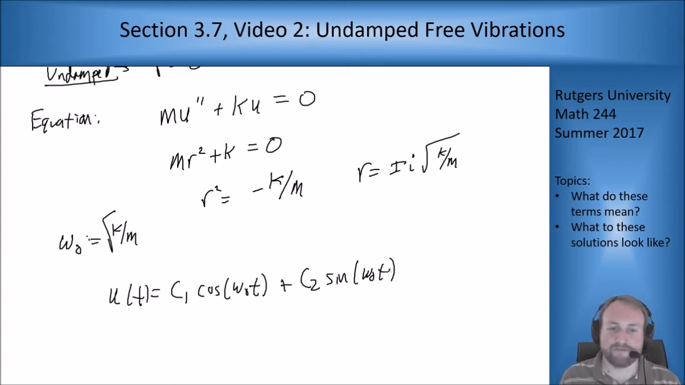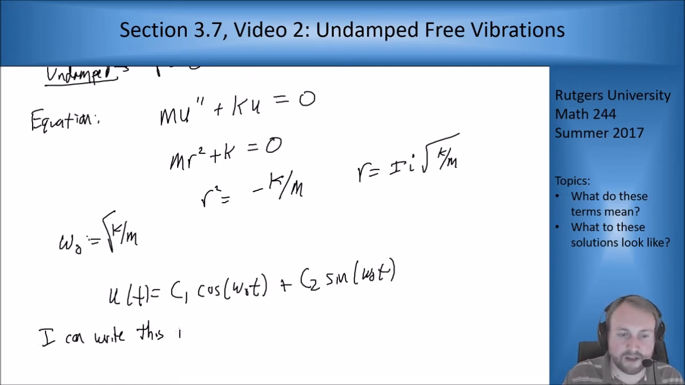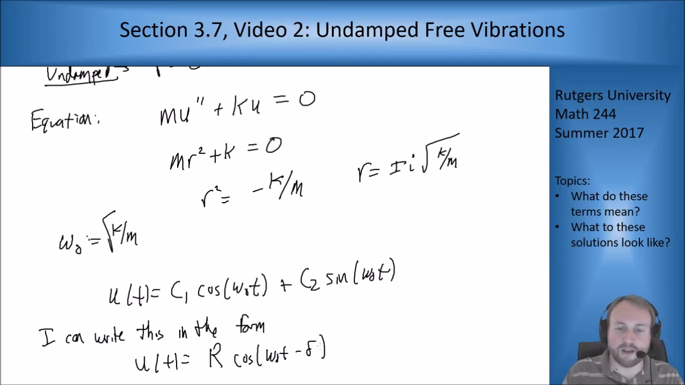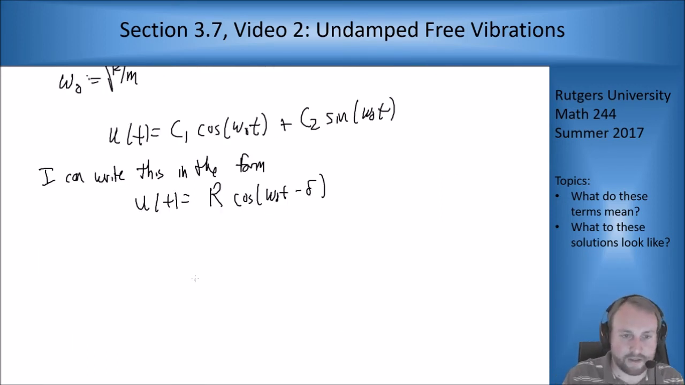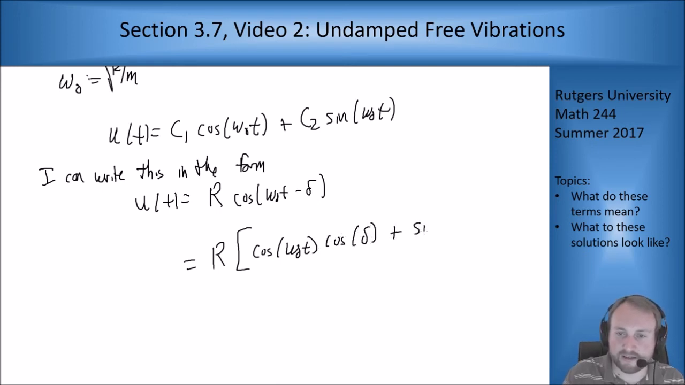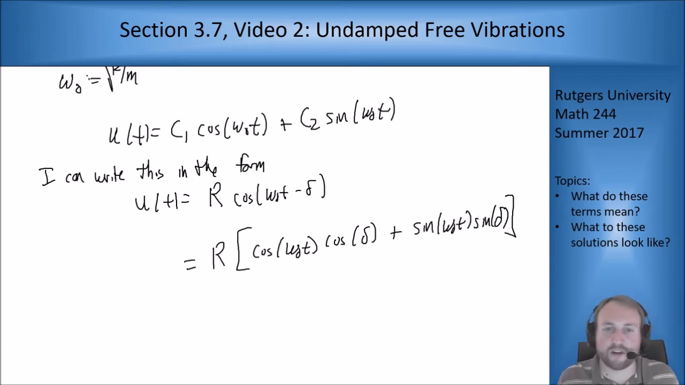Now, this formula is a sum of trig functions, but I can write it a little differently to make it more intuitive. I can write u of t equals r times the cosine of omega 0 t minus delta. How does that work? If you look at the formula for the difference of cosines, this is r times the cosine of omega 0 t cosine of delta plus sine of omega 0 t sine of delta. That's the normal difference formula for cosine.